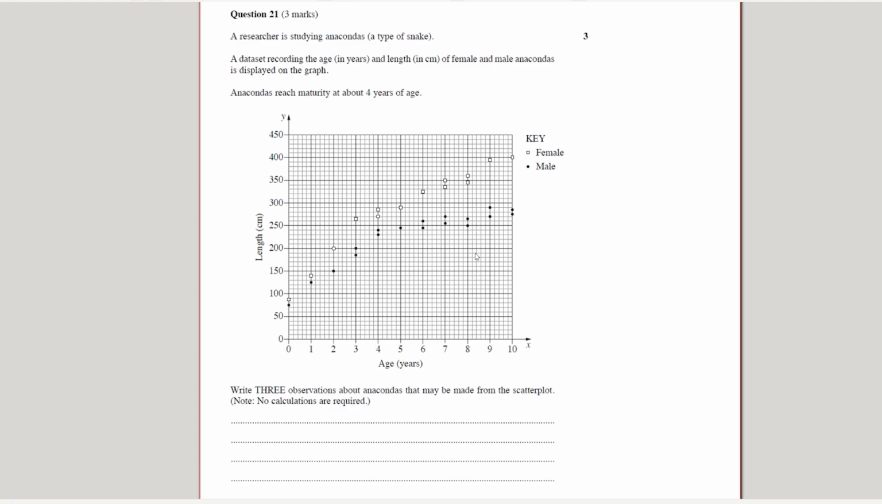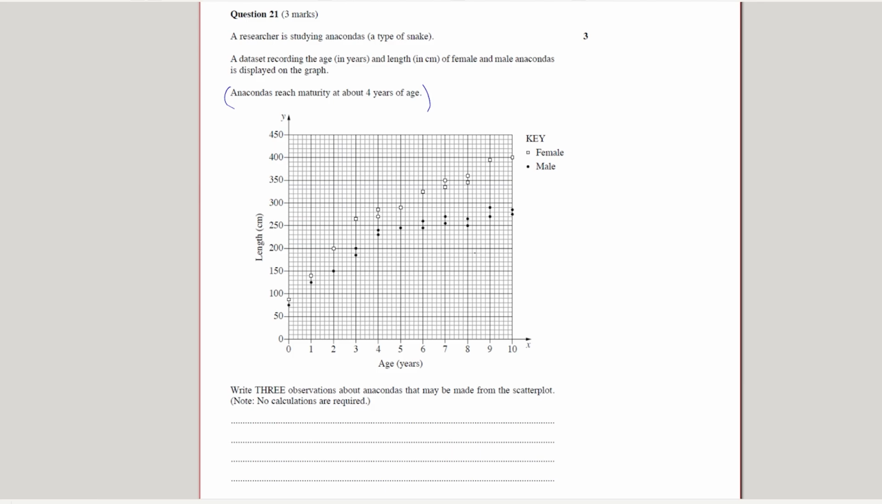Question 21 is fairly simple. You just have to know your theory and how to analyze data. So it's asking for 3 observations about anacondas that may be made from the scatter plot. No calculation, so you just have to go off the graph. One thing to note here is they also gave us the anaconda's age of maturity, so we might want to include that in the answer as well.